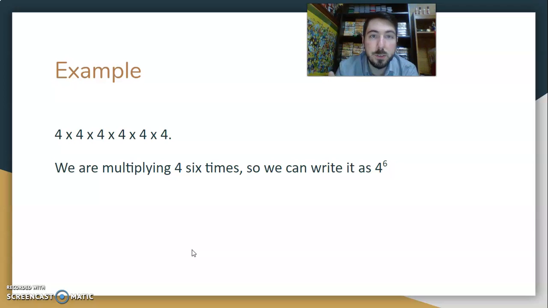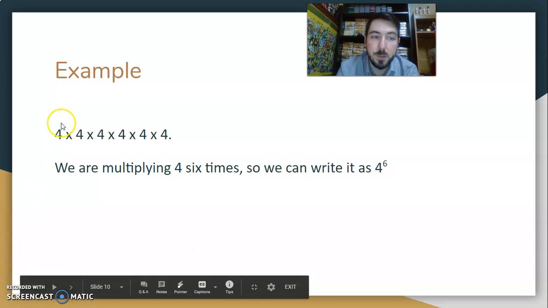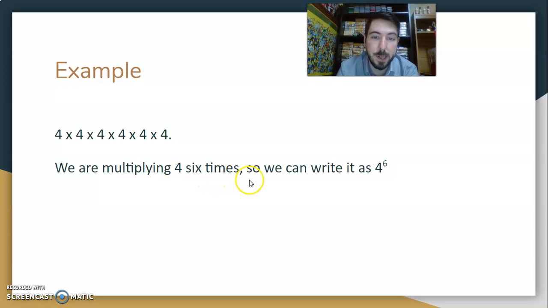So, just going to run through a couple of the examples that are in the notes. The first one was 4 times 4 times 4 times 4 times 4 times 4. So we're multiplying the number 4 6 times. So we can write that as 4 to the power of 6. So 4 with a 6 in the top right corner.